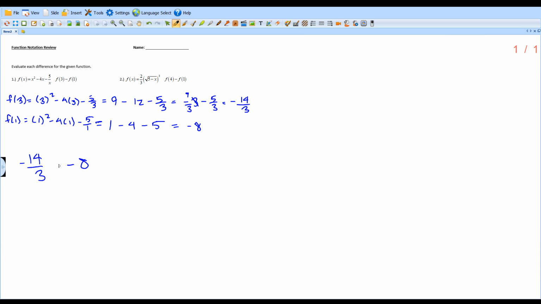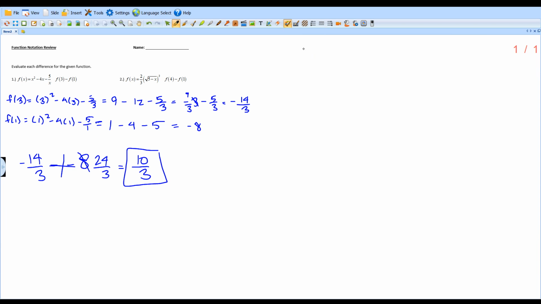And we want the difference between these two. So I'm going to have negative 14 thirds minus negative 8, which means I'm going to change that to a plus. And 8 is really the same if I convert it to thirds as 24 thirds. So when I add these two together now, I'm going to get 10 thirds. So that's our problem number 1.